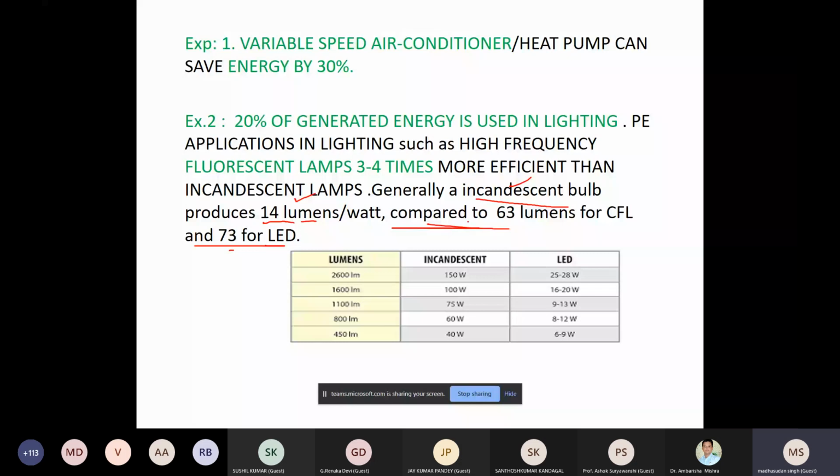So a PE engineer is one who has a good knowledge of all these areas of electrical engineering. Let me tell you a few applications. As I said, nowadays it's very difficult to imagine life without power electronics. You think of any sector, right?